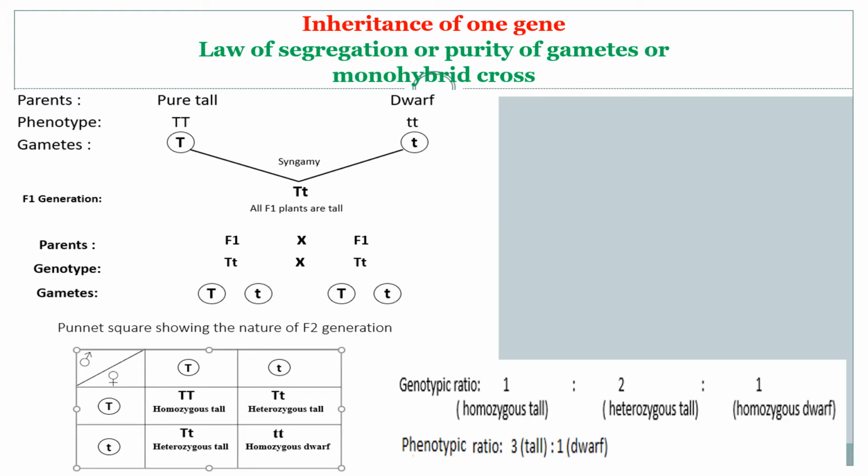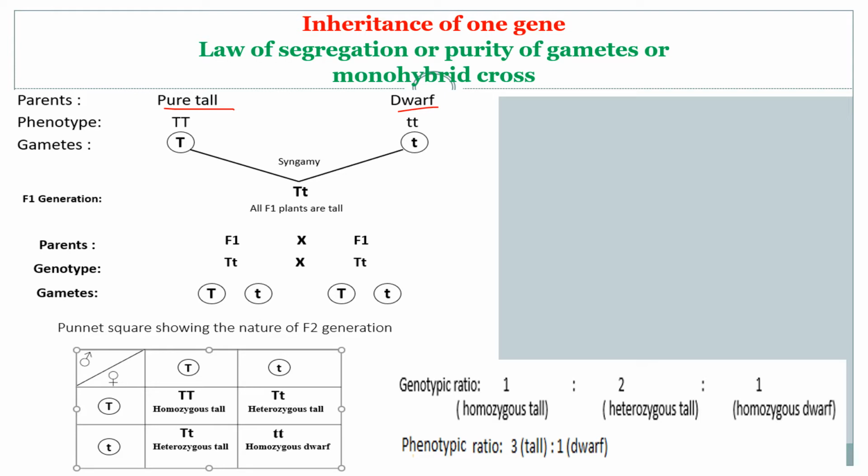Inheritance of one gene is also known as the law of segregation, purity of gametes, or monohybrid cross. In the last session I told you that mono means the cross which involves a single character. According to this law, when the alleles for two contrasting characters are brought together, see, these are the parents, that is pure tall and dwarf.